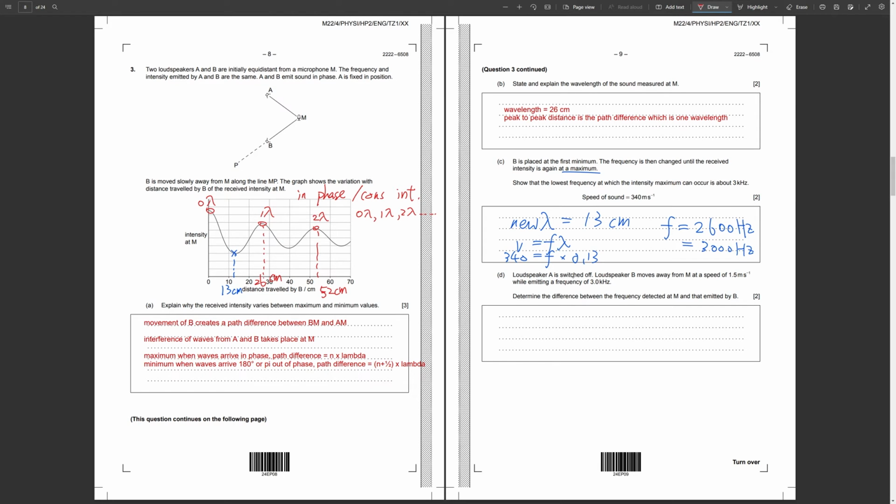Next, part D, loudspeaker A is now switched off, which means the only source is loudspeaker B, and loudspeaker B is moving away at a certain speed, and it was emitting 3000 Hertz. Let's deduce the difference between detected frequency and the original emitted frequency. This is a question about Doppler effect. Let's start with the equation. f prime equals f v over v plus us.